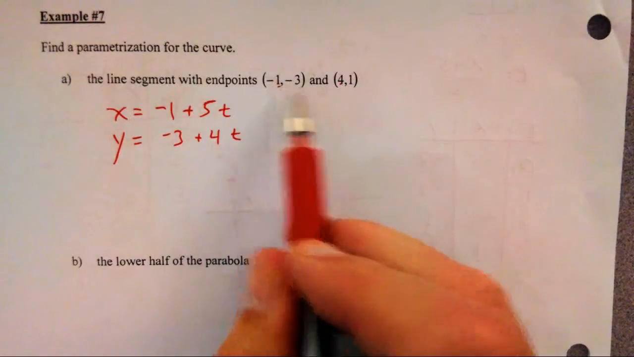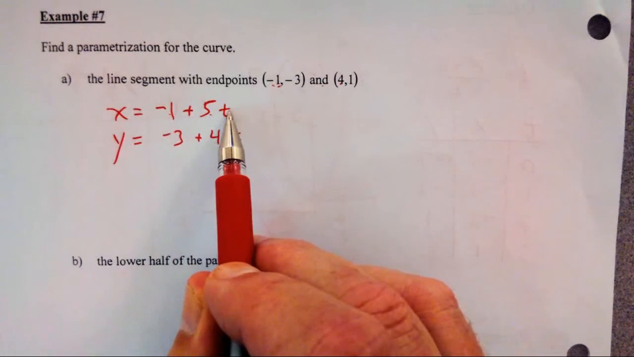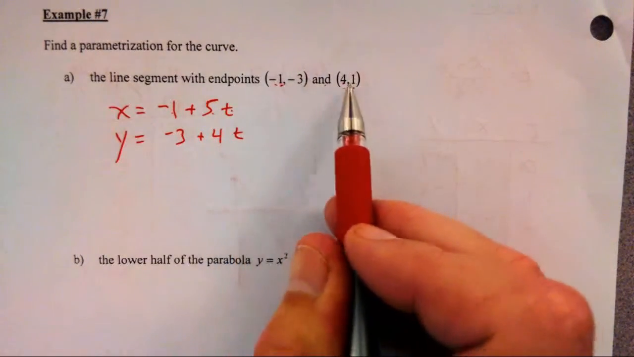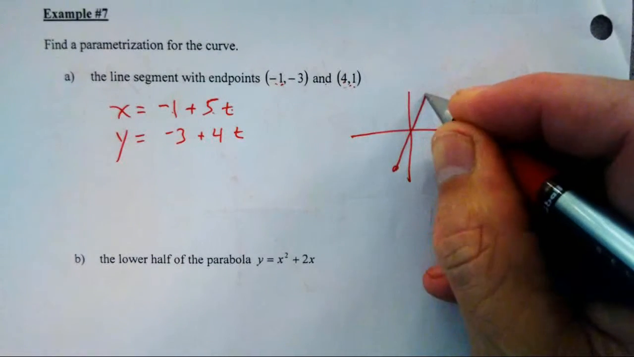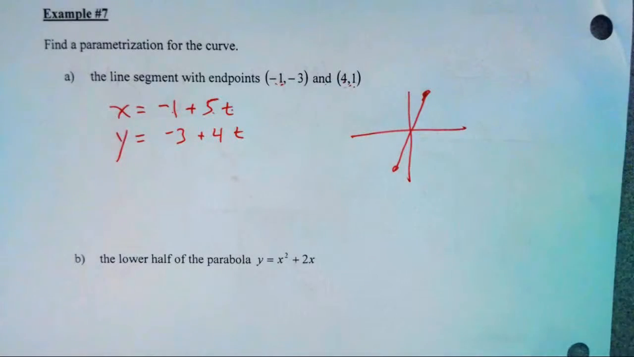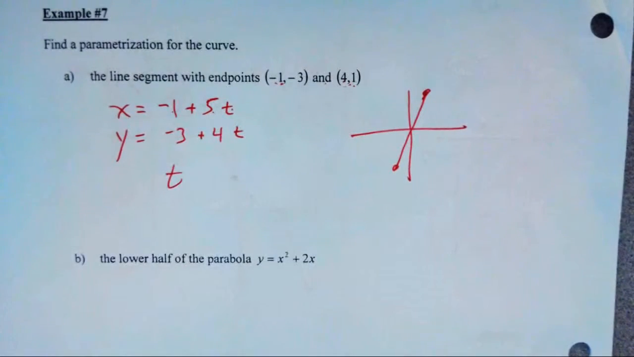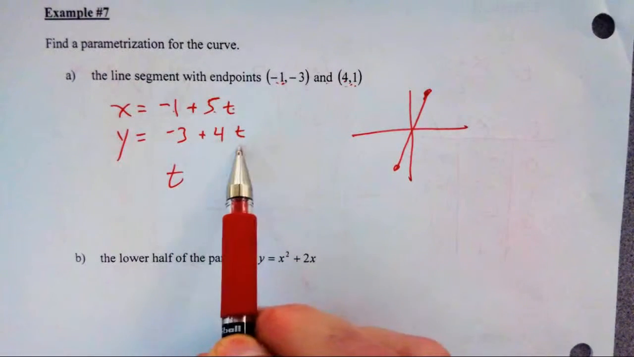Or what I could do is I could find the midpoint of these and say, well, we only go from negative 1 up 2.5 in a time unit. And then I'd need 2 time units to get here. But why not just say 1 time unit gets us from here to there? So it gets us from negative 1, negative 3, up to 4, 1. And I don't want to go any further than that. So tell me about the values of t. T is clearly not negative infinity to infinity, because if t was negative 6, I'd be at negative 31, negative 27.